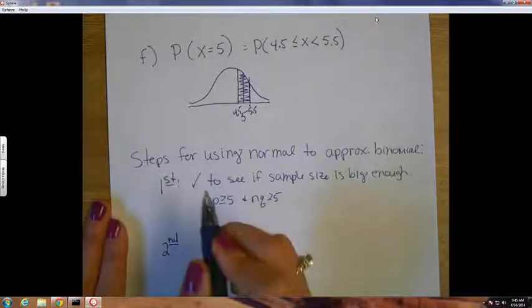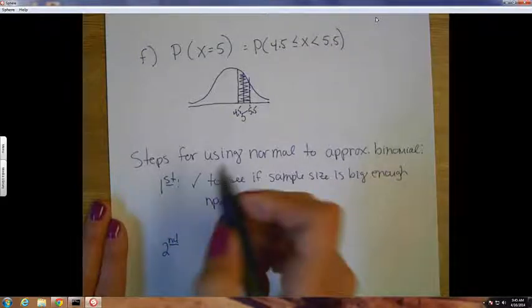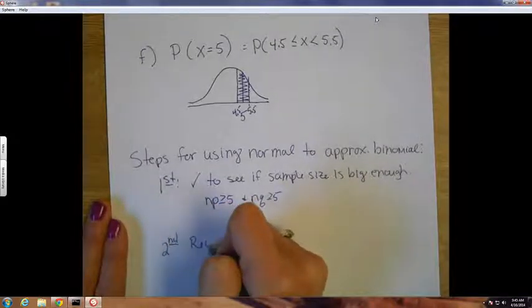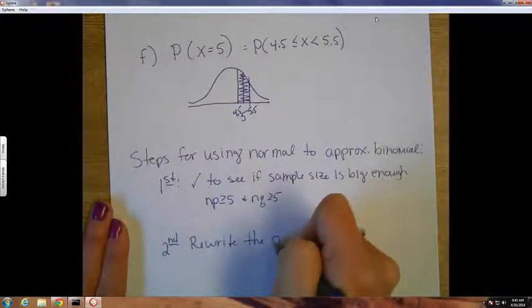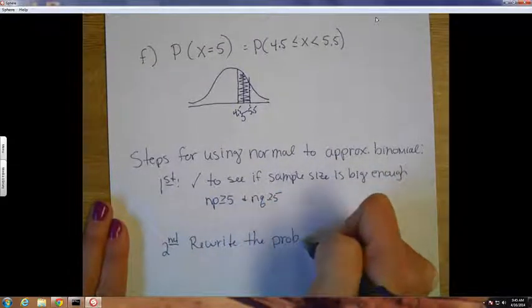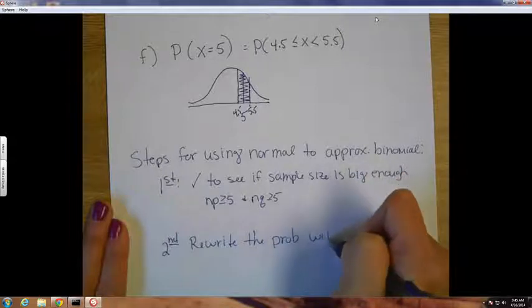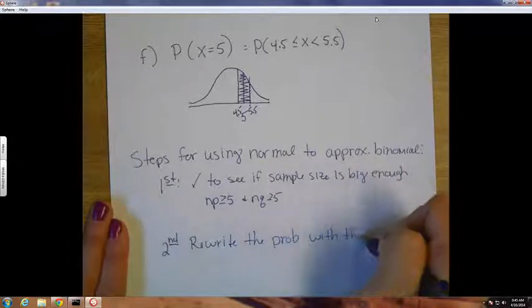Then you've got to make the correction for continuity. So rewrite the probability with the correction for continuity.